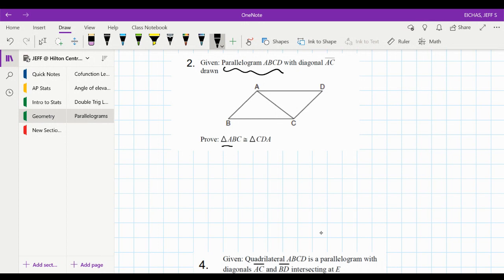All right, we have to prove that triangles are congruent. That one's going to be congruent to CDA.